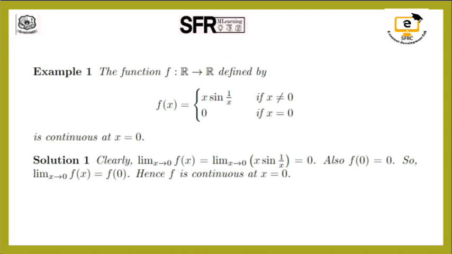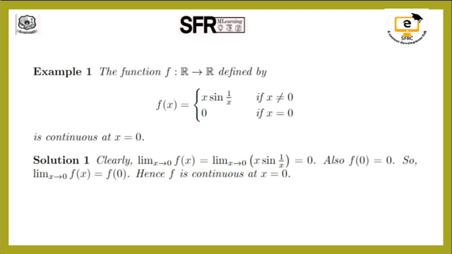So next is an example. Suppose we have a function f from R to R defined by f of x equal to x sin 1 by x if x is non-zero, and 0 if x is 0. We have to prove this function is continuous at x equal to 0. If we analyze this function at the point x equal to 0, the function is split: at the point 0 it takes the value 0, and at all other points it takes the value x sin 1 by x.